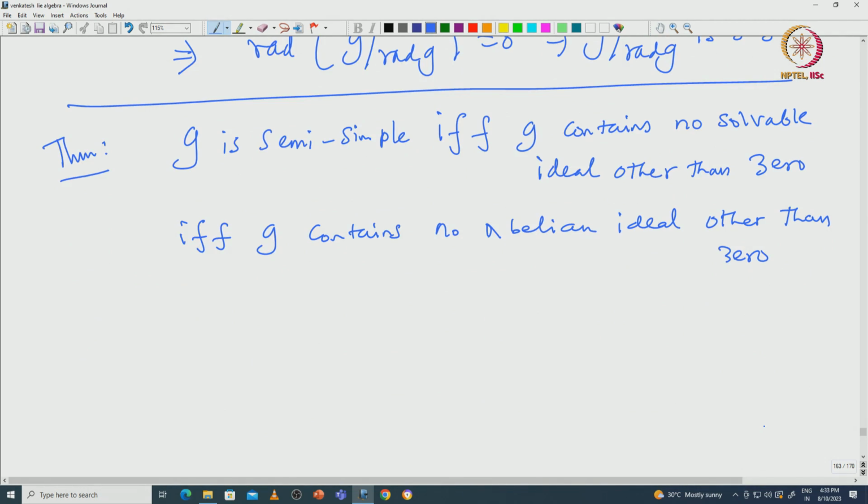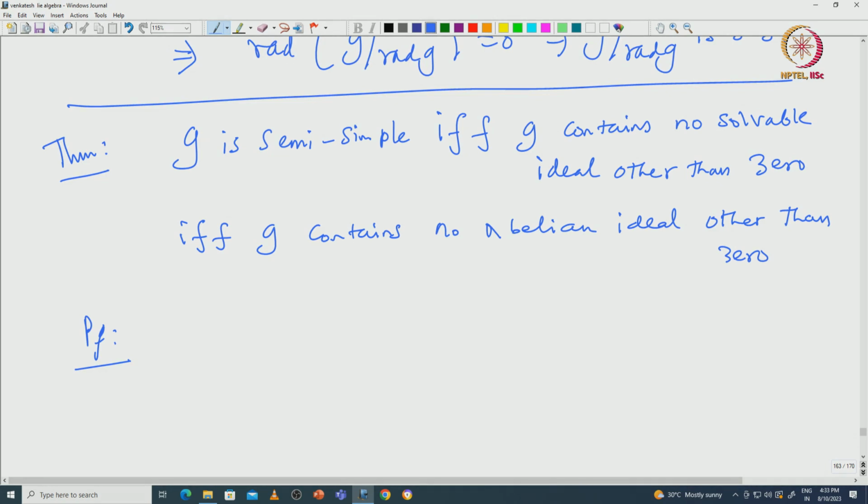So, the first equivalence is just a definition. We will prove that G is semi-simple if and only if G contains no abelian ideal other than 0. What is the proof? Suppose G contains some non-zero abelian ideal, then that would imply that G contains a non-zero solvable ideal. So, that will imply that the radical of G is non-zero. So, G semi-simple implies G contains no abelian ideal other than 0.